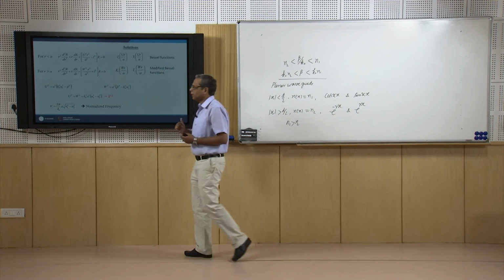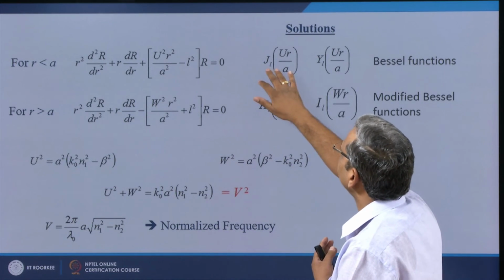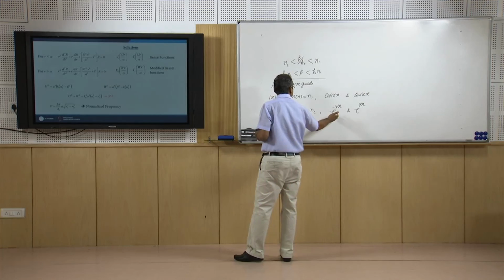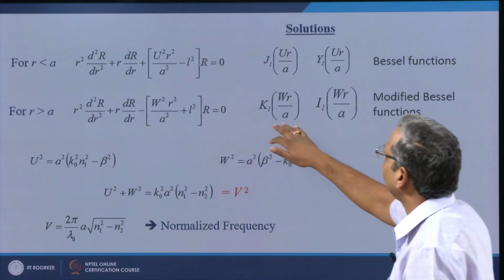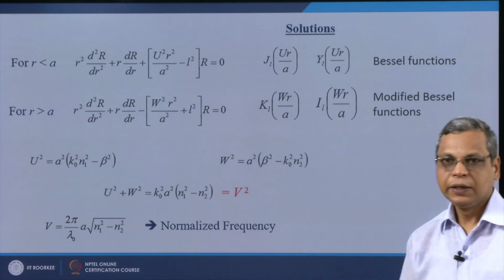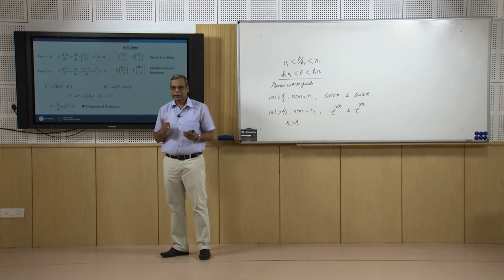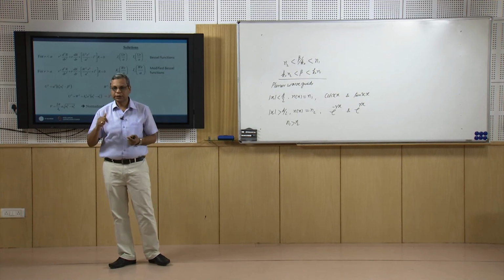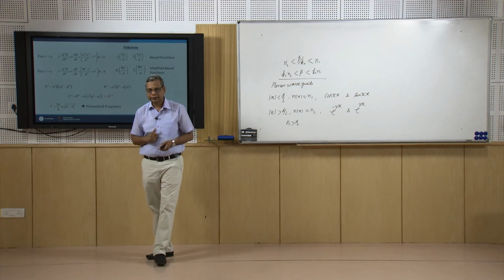Here, instead of sine and cosine, I have J_L and Y_L. Instead of e to the power minus gamma x and e to the power plus gamma x, I have K_L and I_L. Okay. So what these solutions are, what these functions are, how do I understand them, and how do I proceed further, I will see in the next lecture. Thank you.